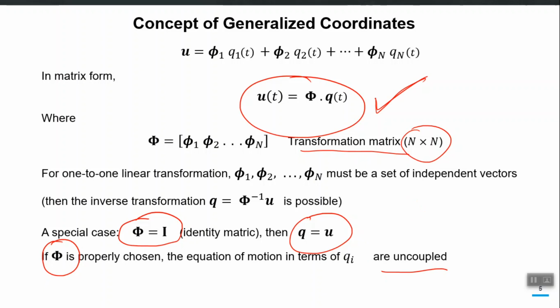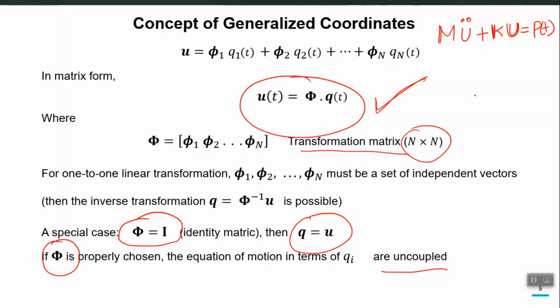I repeat again that if we properly choose the transformation matrix to convert our problem from u to q coordinates, the problem in q coordinates will become very simple. It will become uncoupled, and I will explain in 1 or 2 slides what that uncoupling means. But first understand what coupling is and how we are dealing with it. Our governing equation of motion is M u double dot plus K u equal to p of t. This is the multiple degree of freedom system equation.